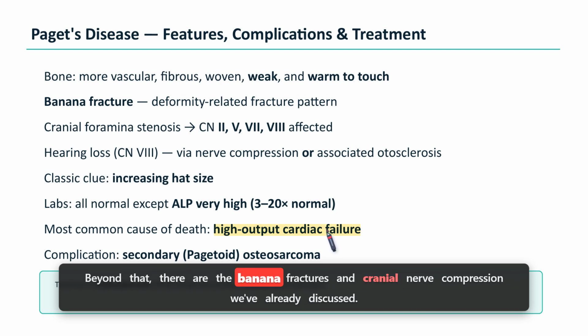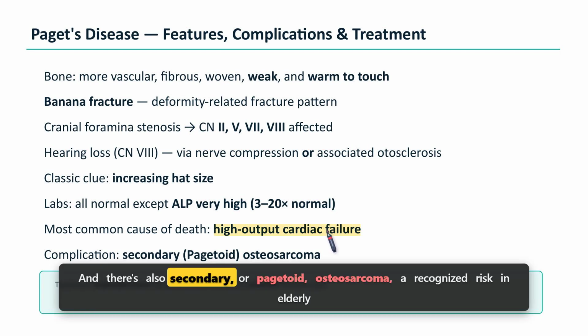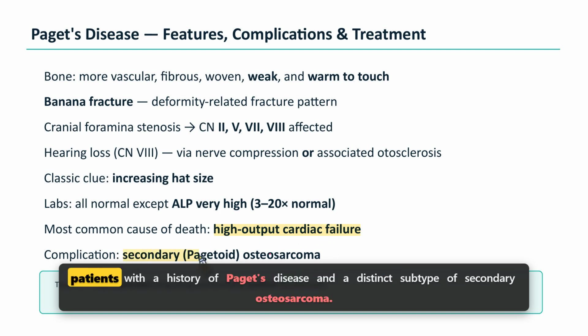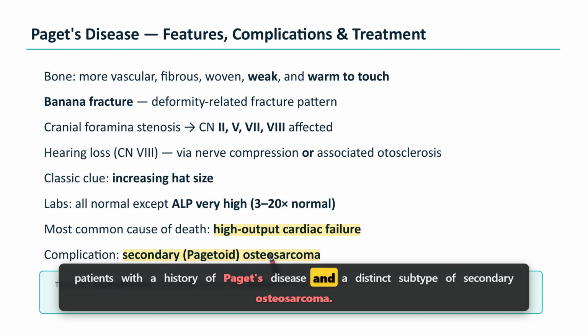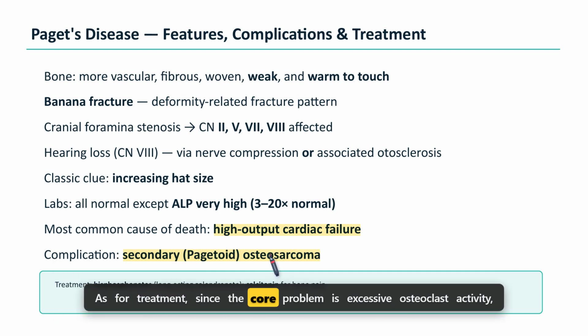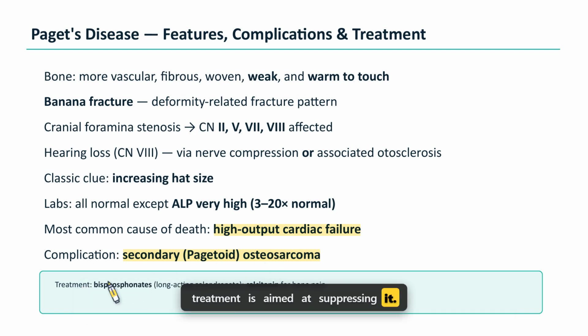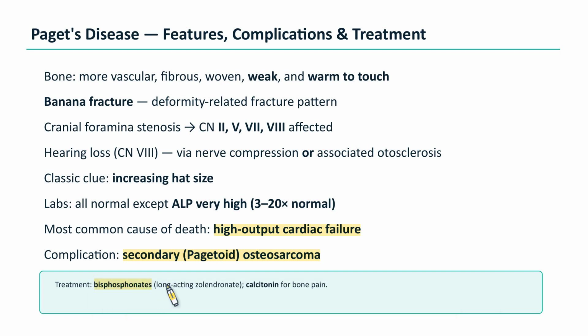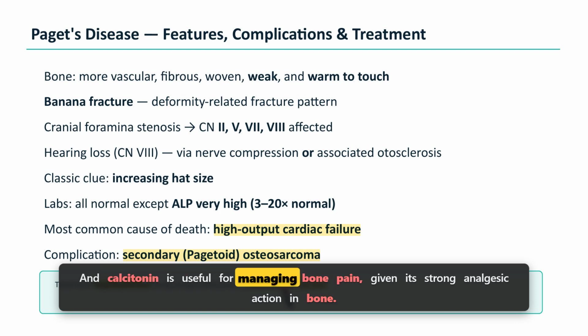Beyond that, there are the banana fractures and cranial nerve compression we've already discussed. And there's also secondary or pagetoid osteosarcoma, a recognized risk in elderly patients with a history of Paget's disease and a distinct subtype of secondary osteosarcoma. As for treatment, since the core problem is excessive osteoclast activity, treatment is aimed at suppressing it. The drug of choice is bisphosphonates, specifically the long-acting agent zoledronate, or zoledronic acid. And calcitonin is useful for managing bone pain, given its strong analgesic action in bone.